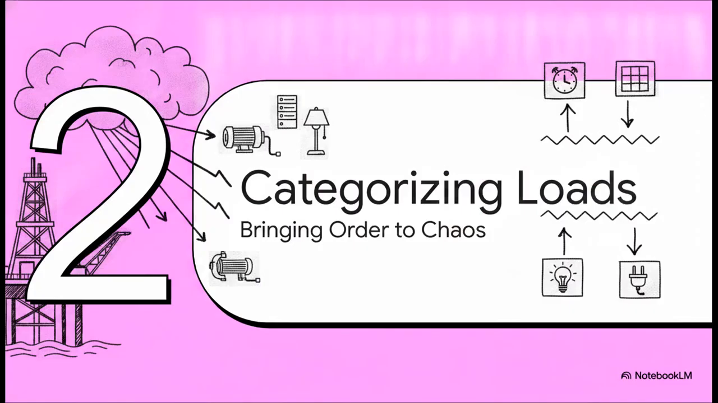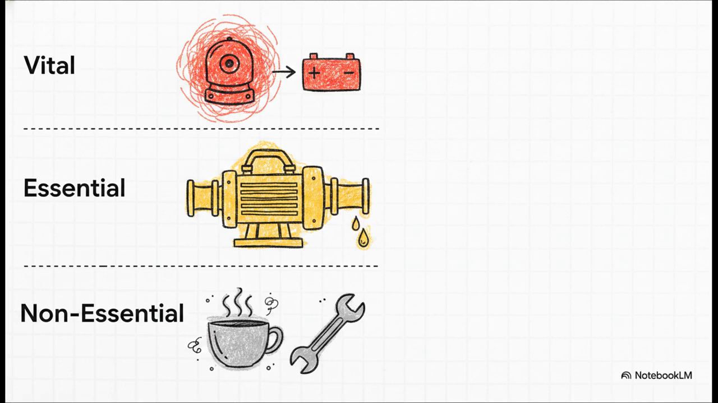Moving on to section 2, categorizing electrical loads, bringing order to chaos. So out on a platform, we start taming these massive amounts of equipment data by categorizing every single electrical load across 2 critical dimensions. The first one is criticality. Basically, if power drops, does it jeopardize human safety? If yes, those are vital loads.